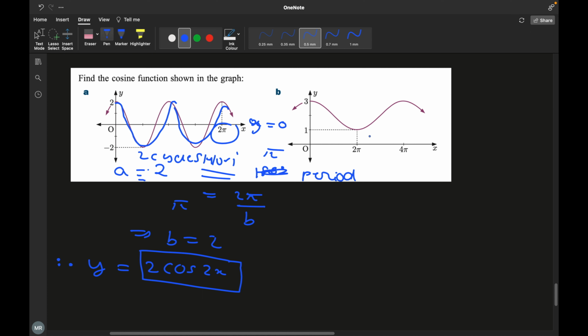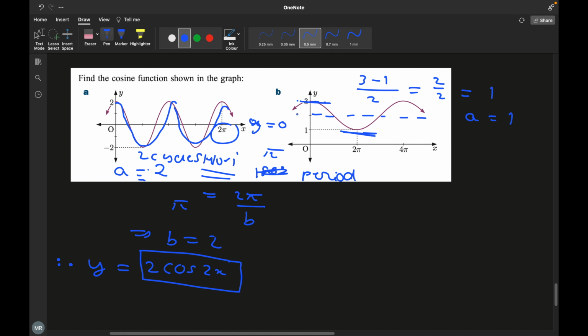Let's move to the next question. Okay. This has vertical translation. If we want to find the amplitude, what we can do is subtract the maximum minus minimum divided by 2. So that will be 3 minus 1 divided by 2. This will be 2 by 2, which is 1. So the amplitude would be 1.